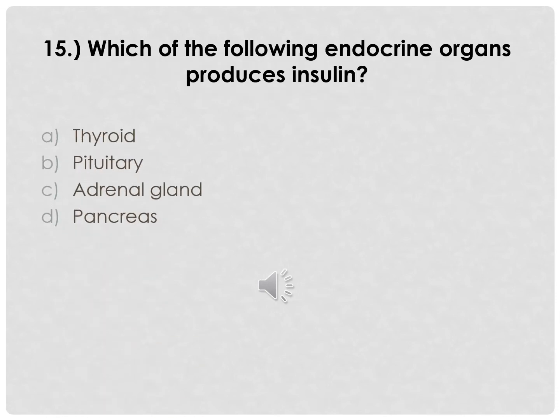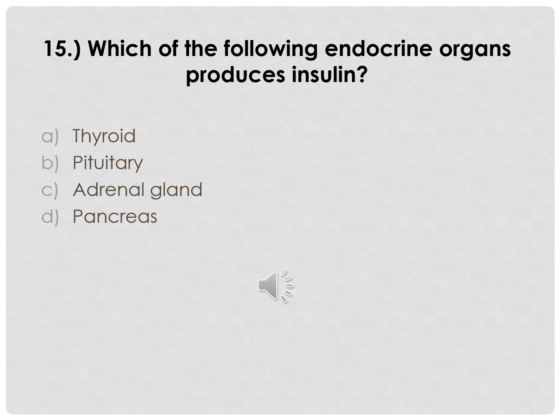Which of the following endocrine organs produces insulin? So in the previous question, we talked about the pancreas and its role in the endocrine system. The pancreas produces insulin and glucagon. So the correct answer is D, pancreas.